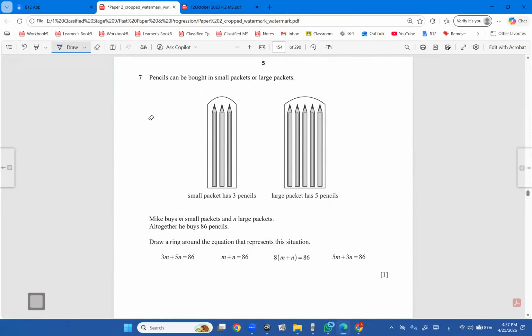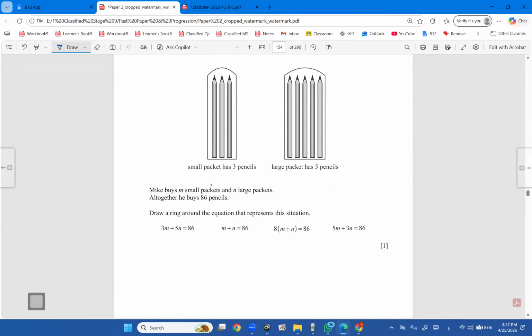Pencils can be bought in small packets or large packets. Mike buys M of the small. The small packet has 3 pencils, so 3M, plus N large, 5 pencils per large, so 5N. And all of them together have 86 pencils, so equals 86, which is this one.